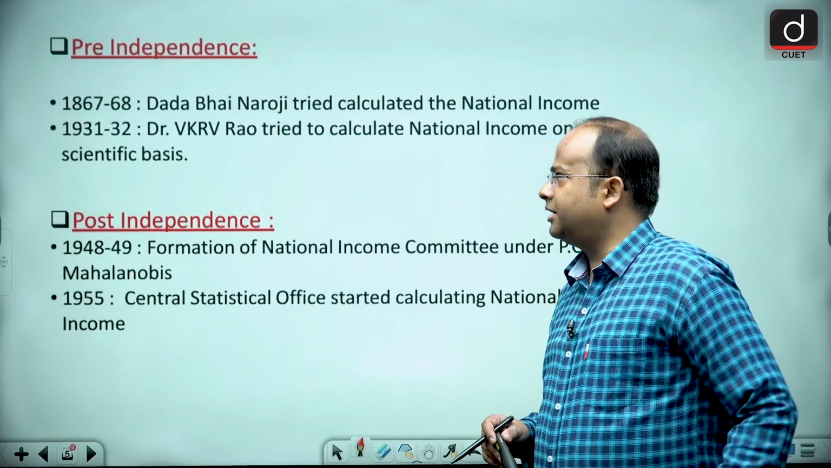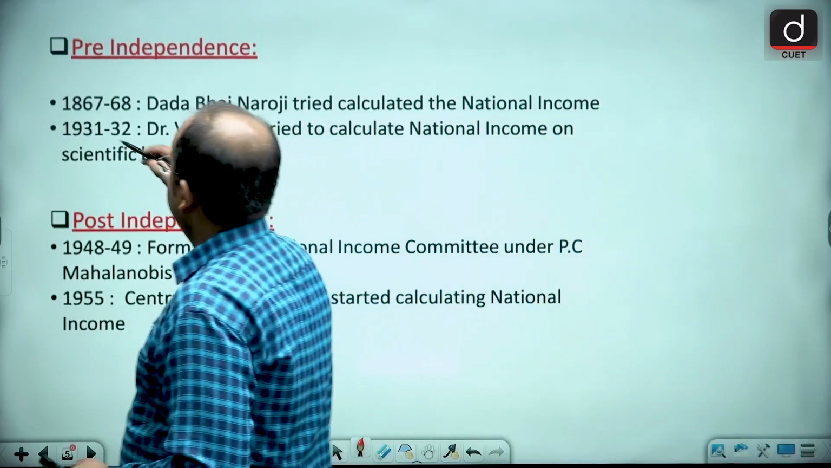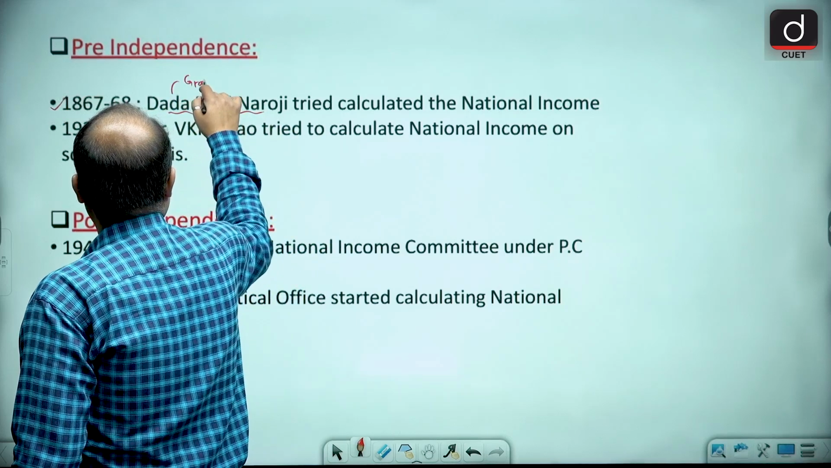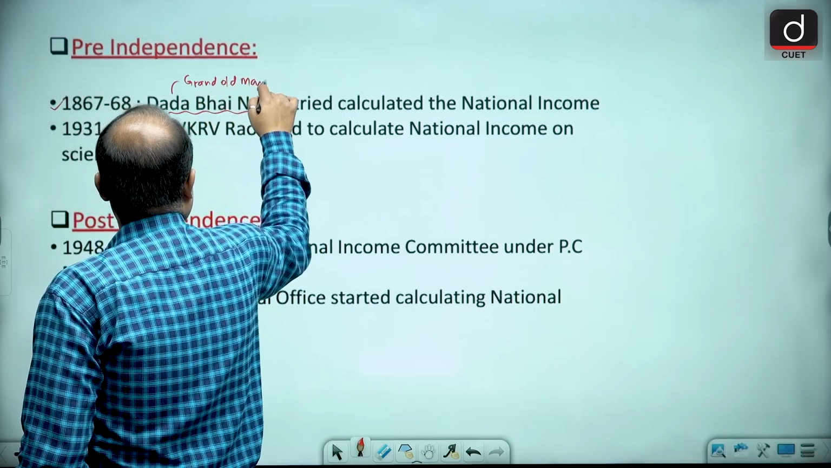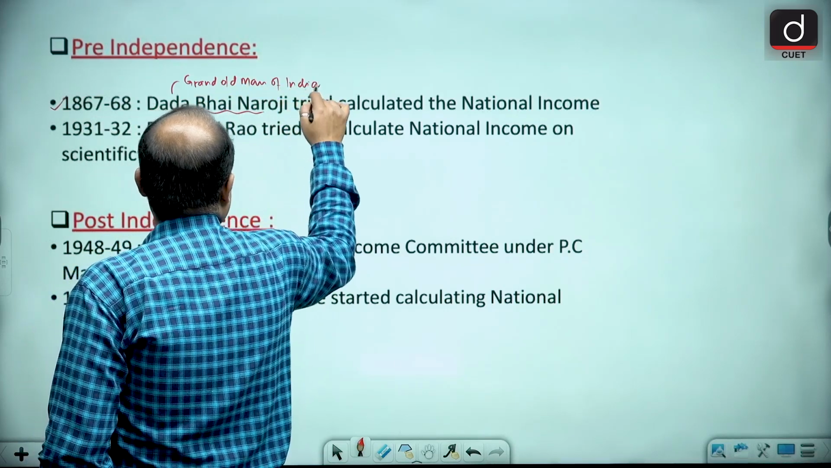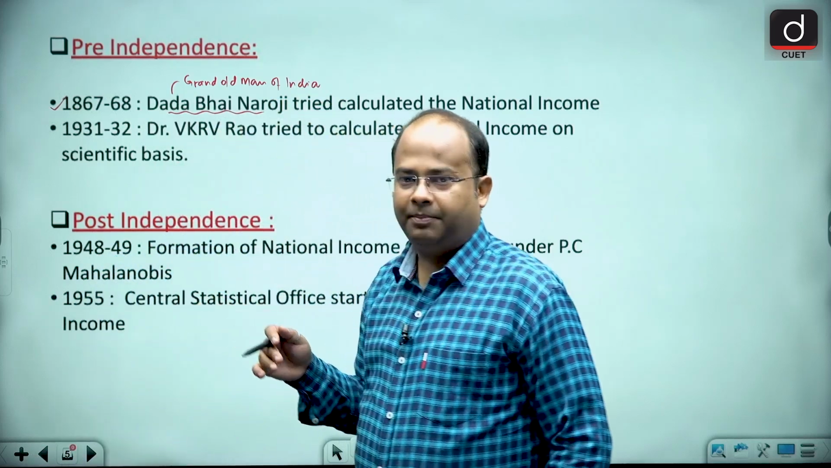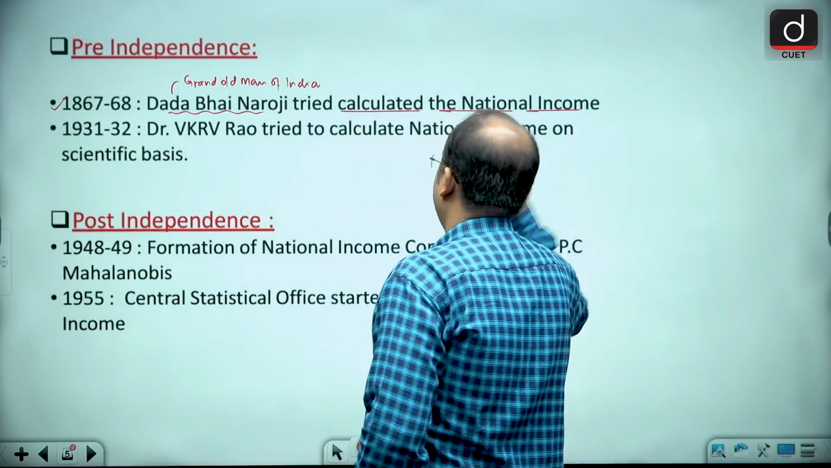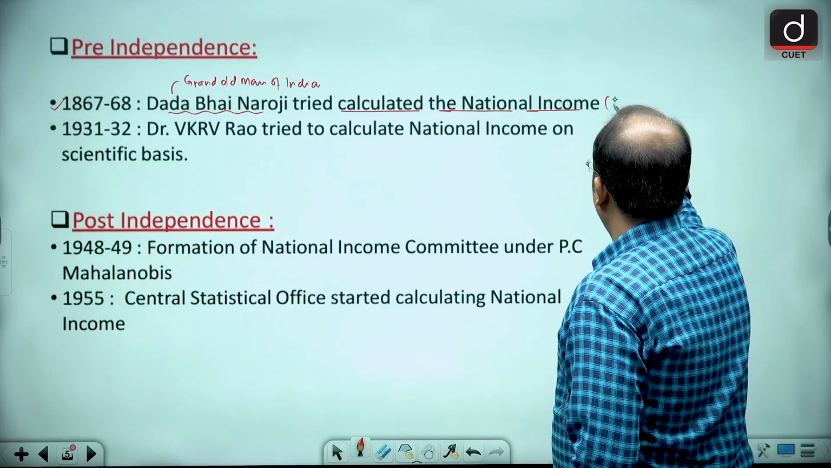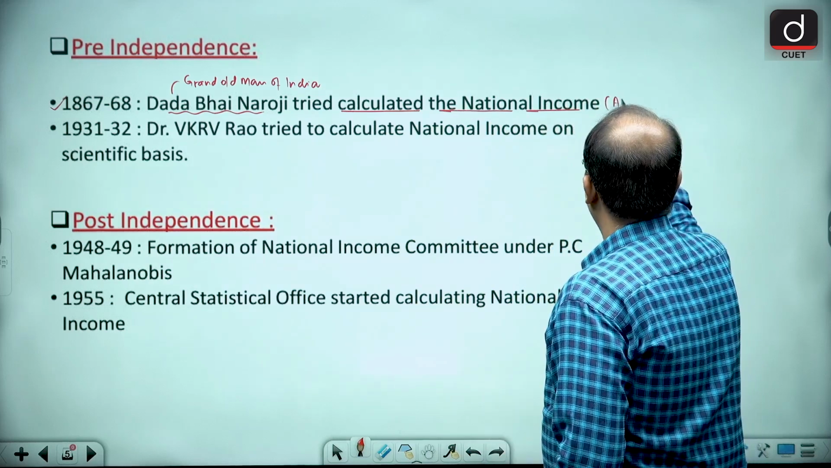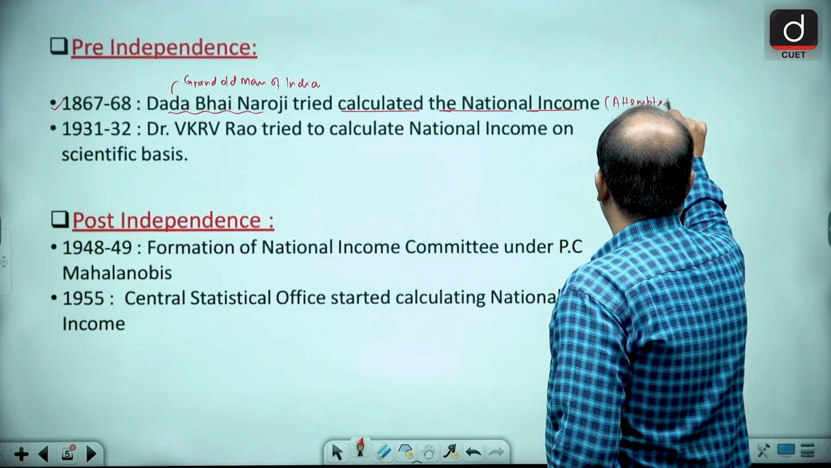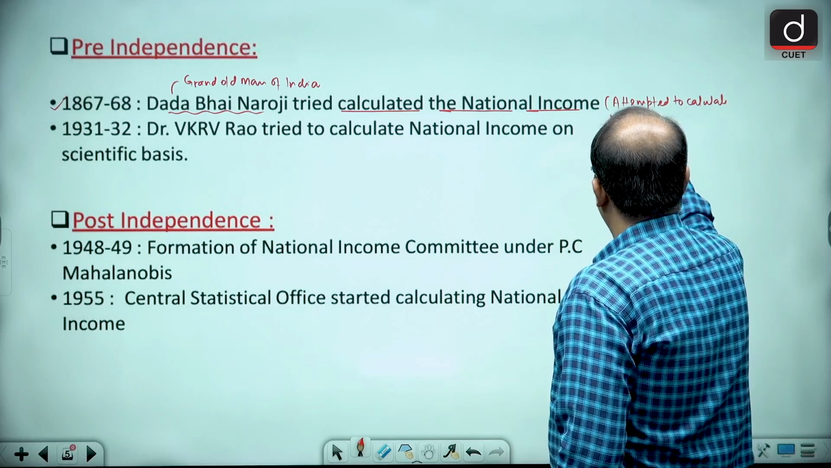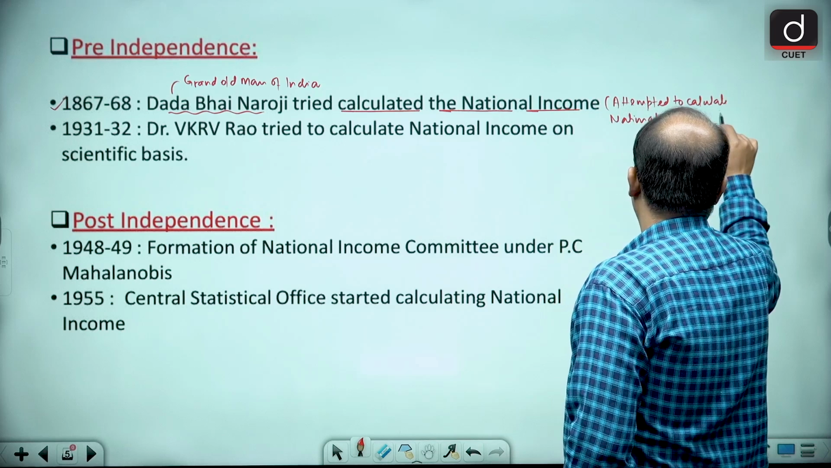So in 1867-68, Dadabhai Naoroji, who is also known as the Grand Old Man of India, and who became the president of the Indian National Congress three times, tried to calculate the national income of India. He attempted to calculate the national income in his book.